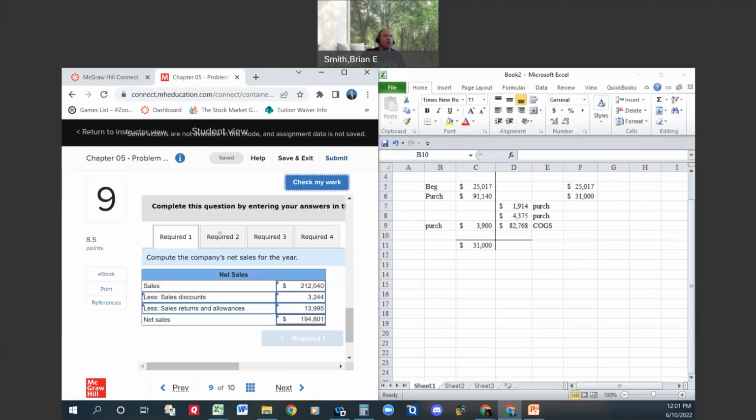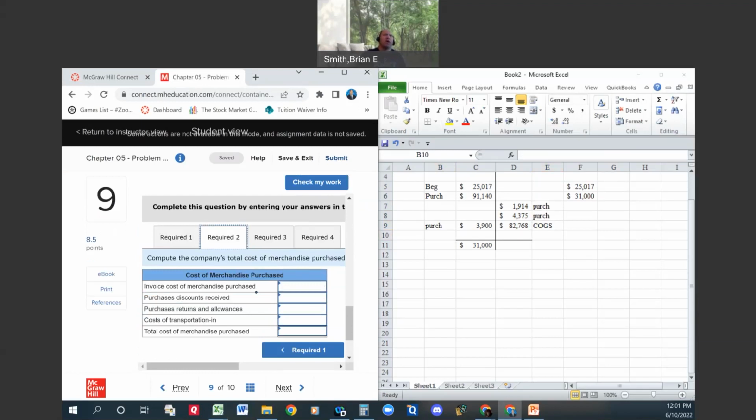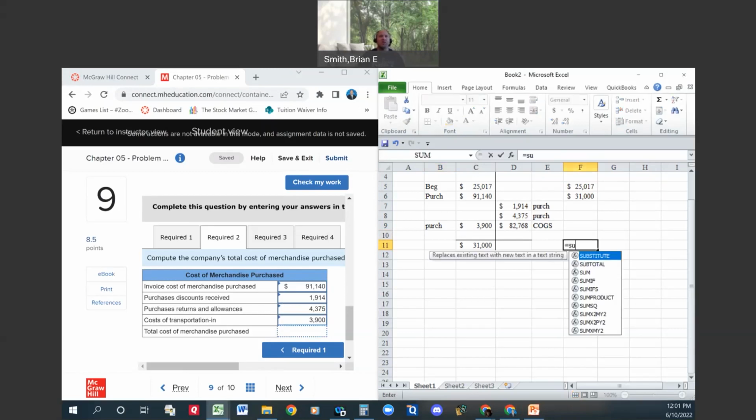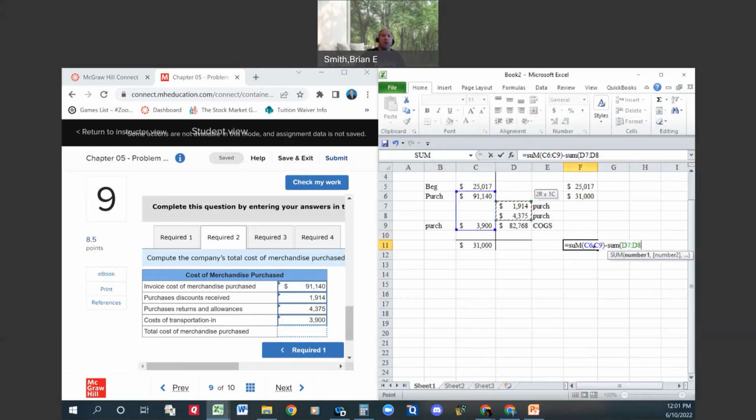Requirement number 2. Invoice cost of merchandise purchase. Oh, I guess I kind of overthought this. 91,140. Purchase discounts received. Purchase returns and allowances. Cost of freight in. Total cost of purchased merchandise. Yeah, I guess I overthought this one. But still, I should be able to do what I did anyway. So it should be 88,751.